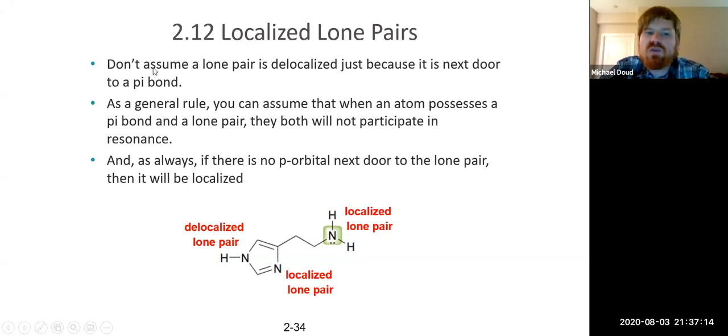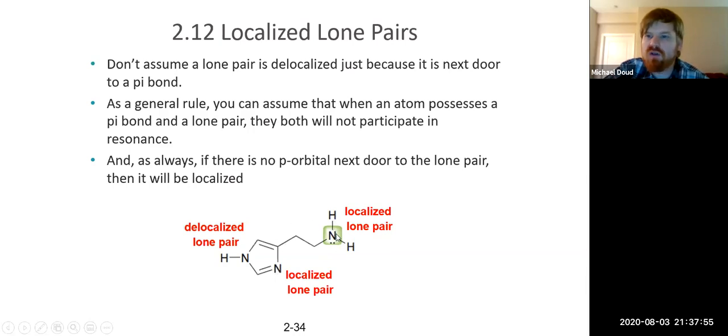So again, that is what we mean here at the very end. We're talking about section 12 of chapter 2. We can't assume that a lone pair is delocalized just because it's next to a pi bond. We also have to make sure that if that atom is already participating in a pi bond, then it cannot be involved in a resonance structure. Like here, this nitrogen is technically in an allylic position, but it's also in a vinylic position. So because it's a vinylic lone pair, it cannot be delocalized. It just does not work out.